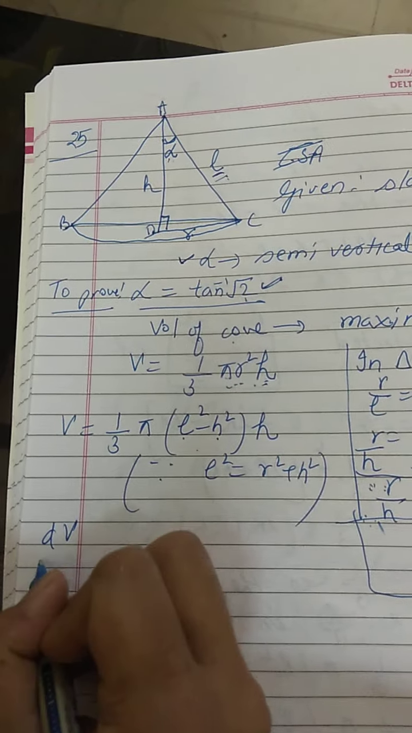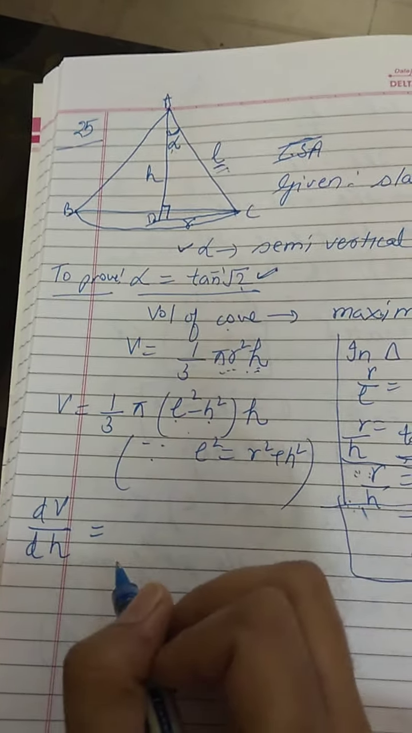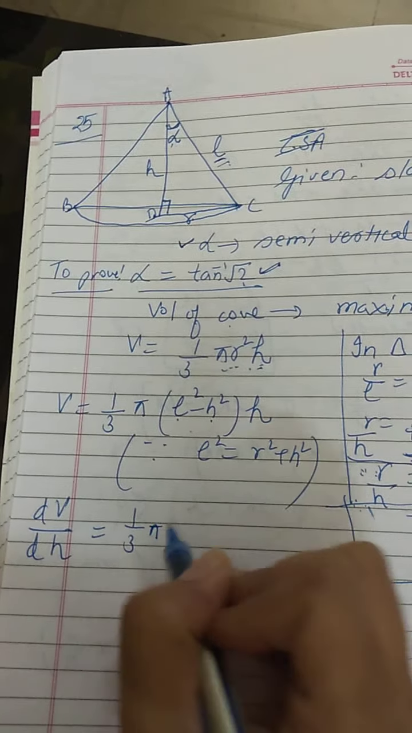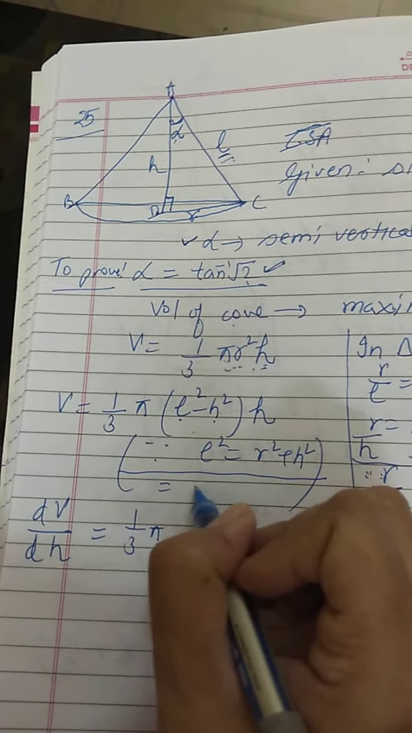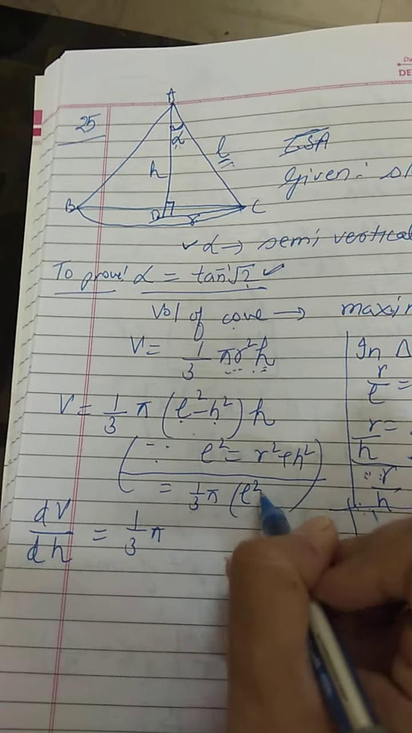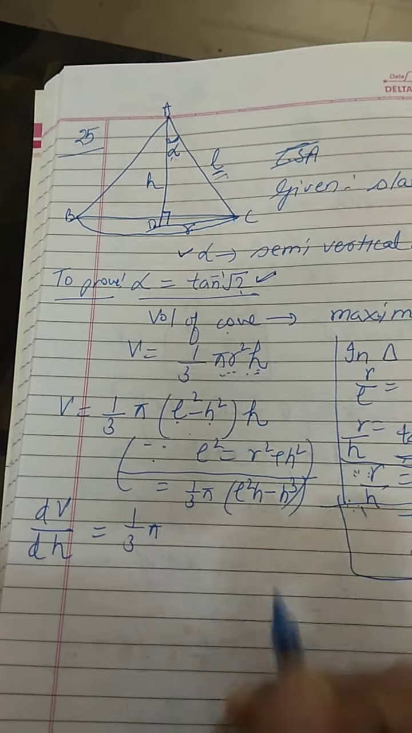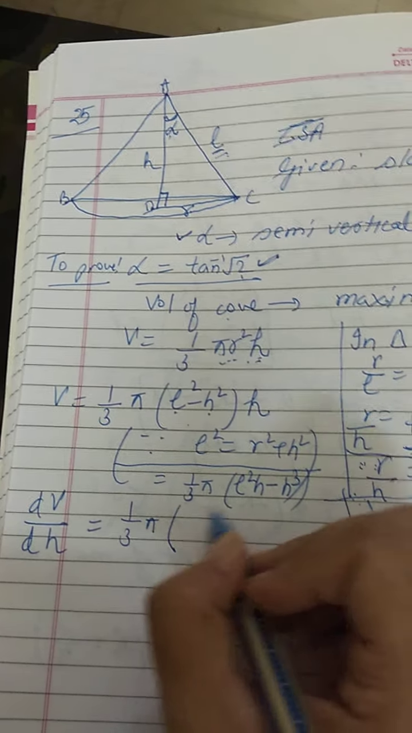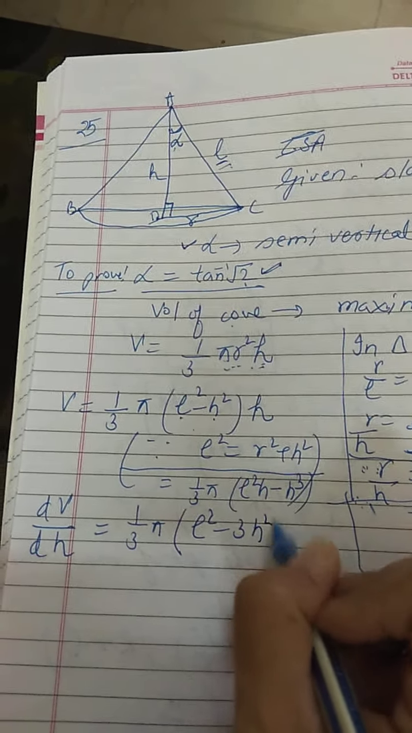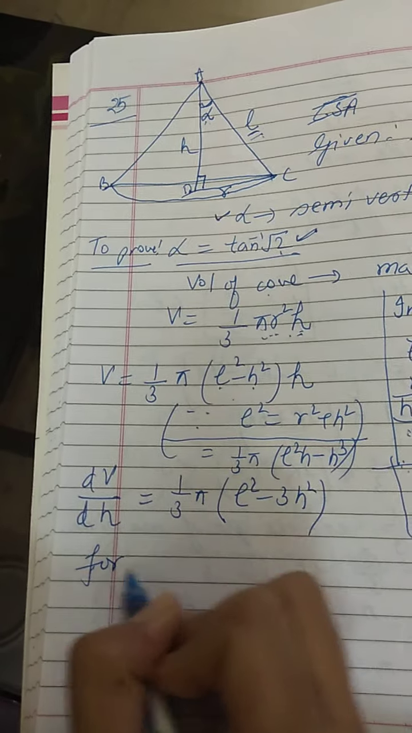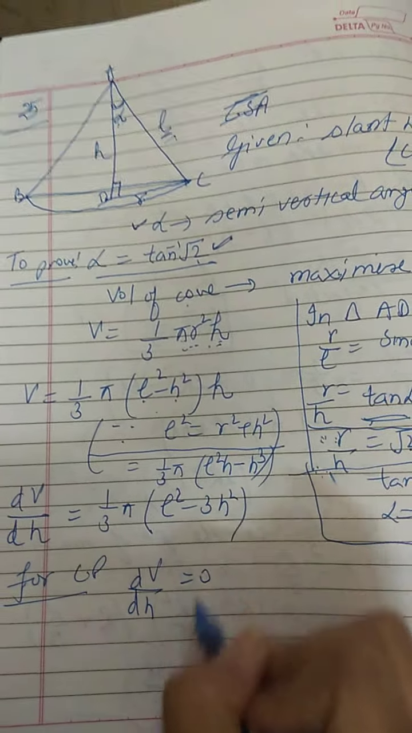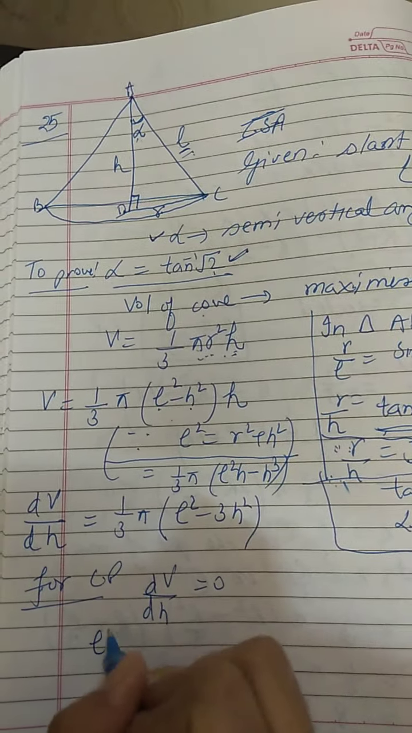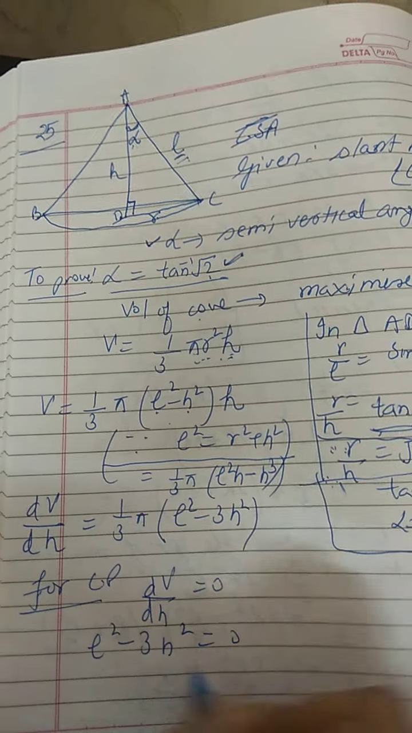So we will differentiate the volume with respect to height. It is 1 by 3 pi, and when I expand this, it will further become 1 by 3 pi, L square h minus h cube. Let us differentiate: it will be L square minus 3h square. And for the critical point, what will we do? For the critical point, we will equate the derivative to 0. 1 by 3 pi can't be 0, that means L square minus 3h square is equal to 0.